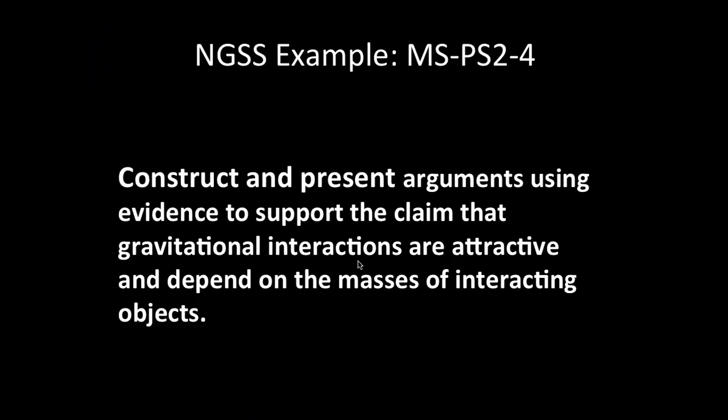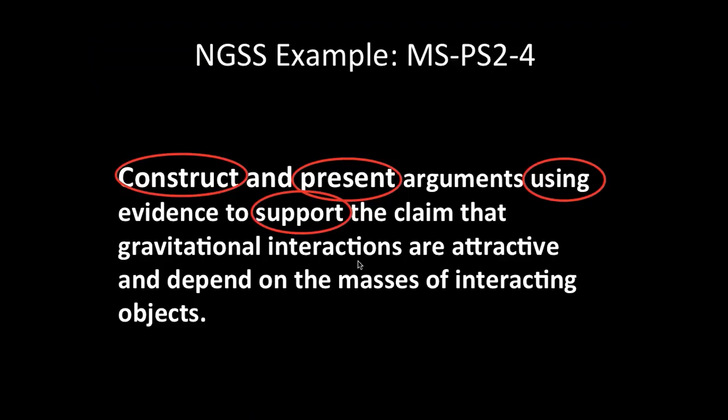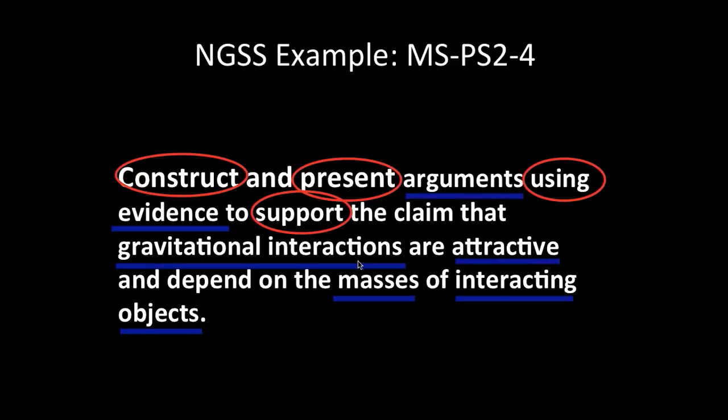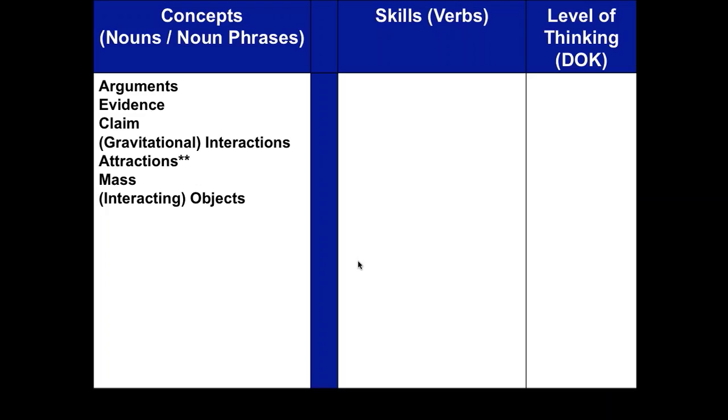I wanted to show a science example from a standard and then one of your science examples from one of your 8th grade teams. This particular example, we have 4 skills, and then what you see here, we have our concepts: arguments, evidence, gravitational interactions, masses, interacting objects, claim, written all those on the left-hand side.